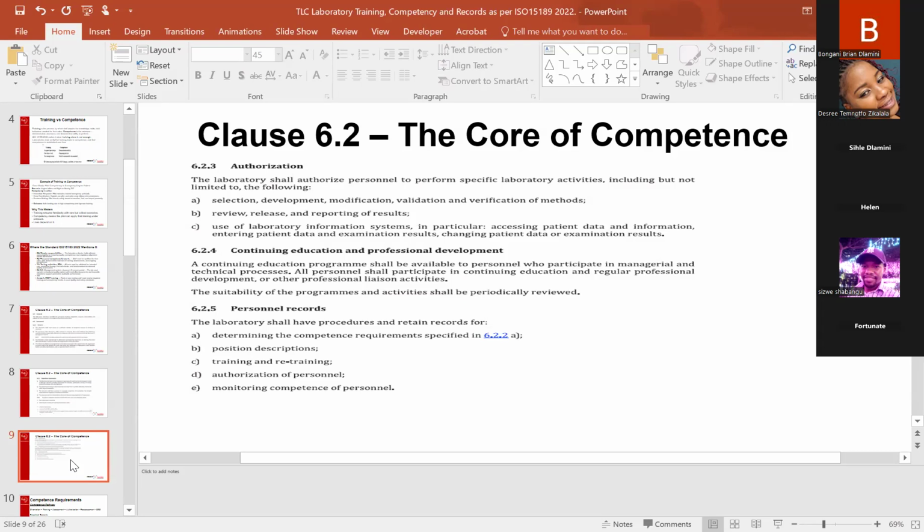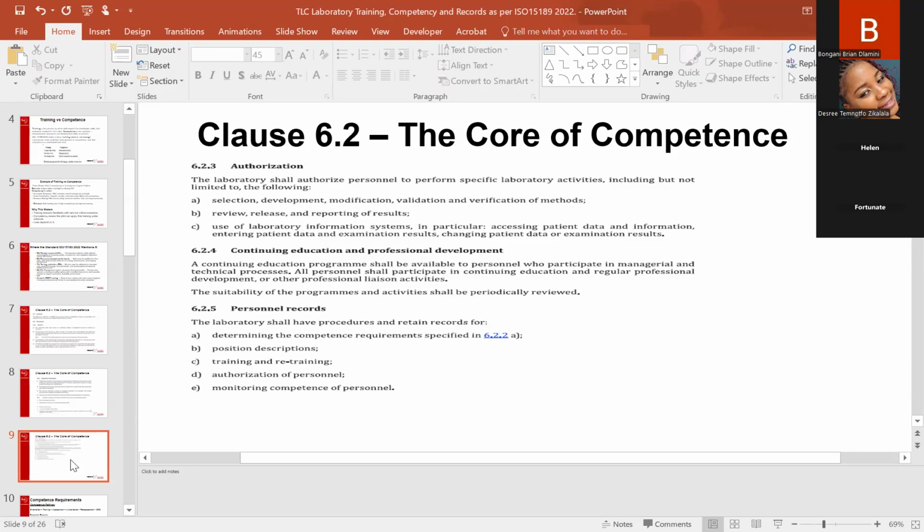Okay, 6.2.5, personnel records. This laboratory shall have procedures and retain records for A, determining the competence requirements specified in 6.2.2. So you need to have a record of how you're going to deem your staff competent for such a test. Okay.